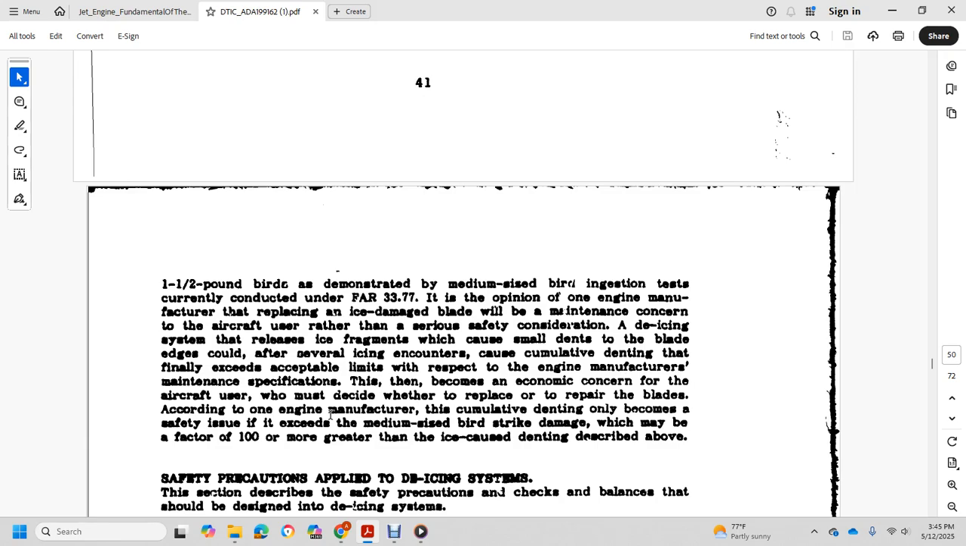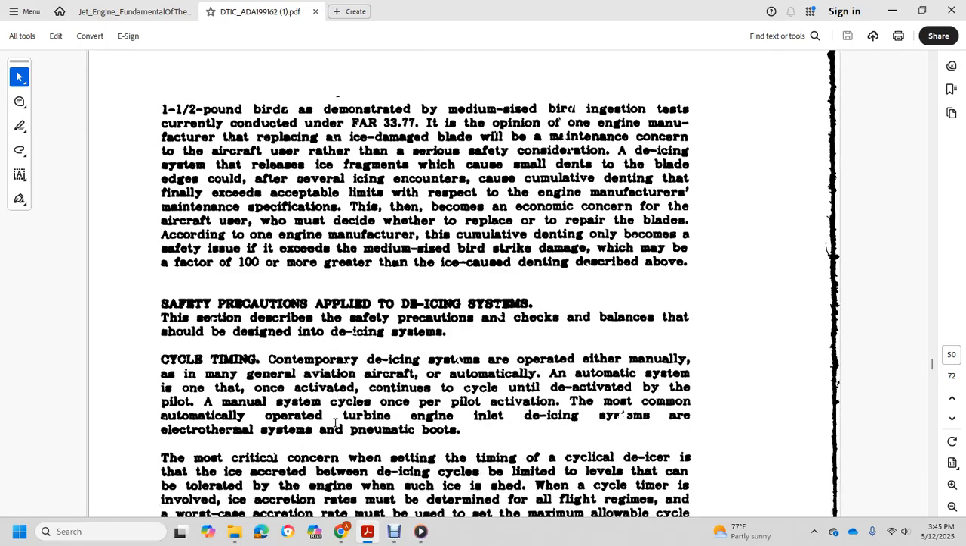This becomes an economic concern for the aircraft operator, who must decide whether to replace or repair the blades. According to one of the engine manufacturers, cumulative denting only becomes a safety issue if it exceeds medium-sized bird strike damage, which may be a factor of 100 or more greater than the ice-caused denting described above. Safety precautions apply with the de-icing systems.